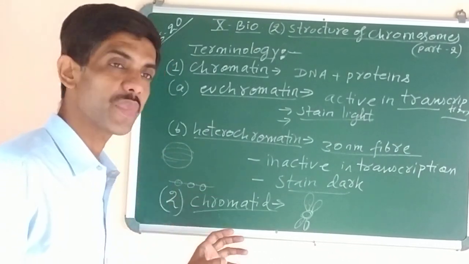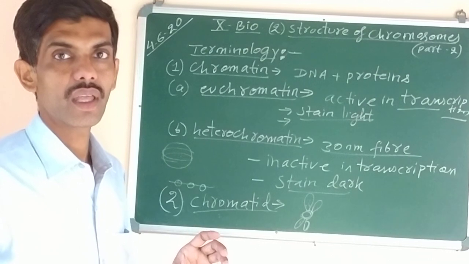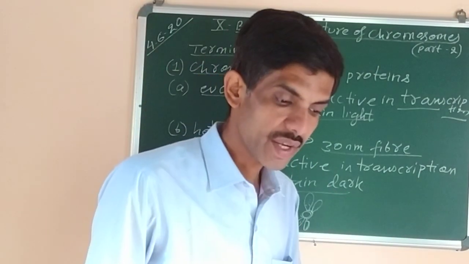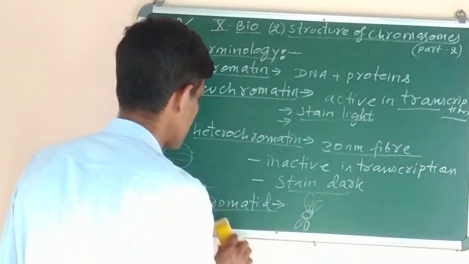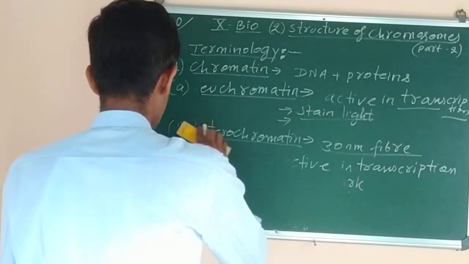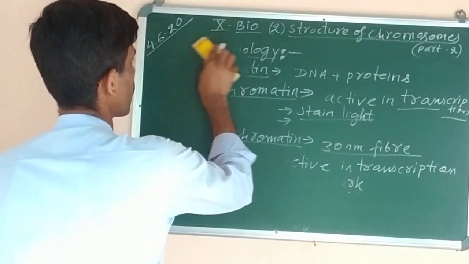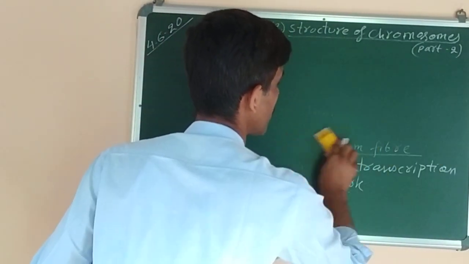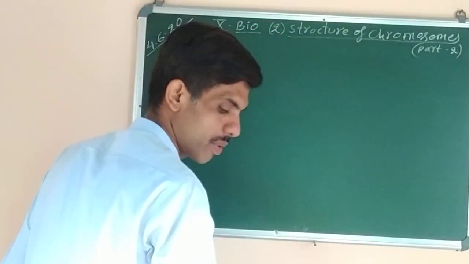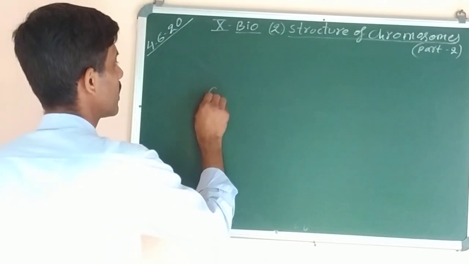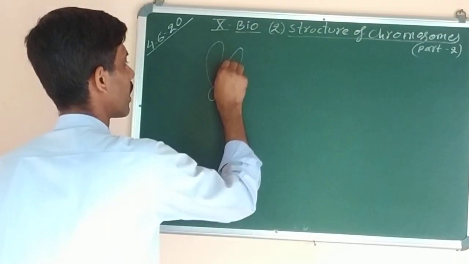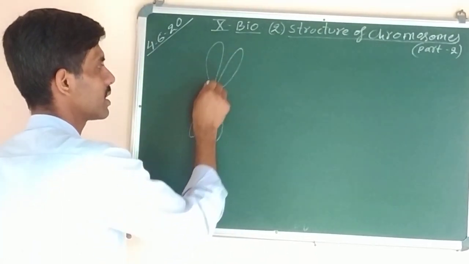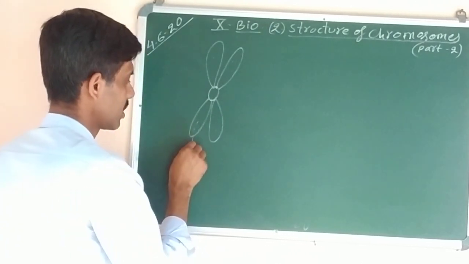So what is chromatid? In simple words, chromatid is a part of a chromosome. What is the definition given in your book? A chromatid is one copy of a duplicated chromosome. I'll just write it here. Duplicated means the chromosome which has undergone division to form two copies. This is one chromatid, this is another chromatid. Two chromatids are here.